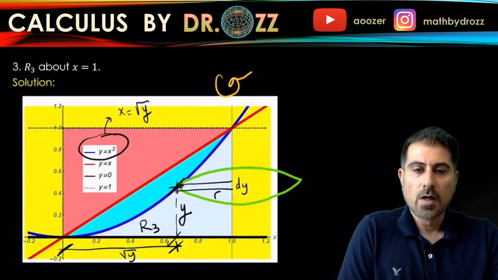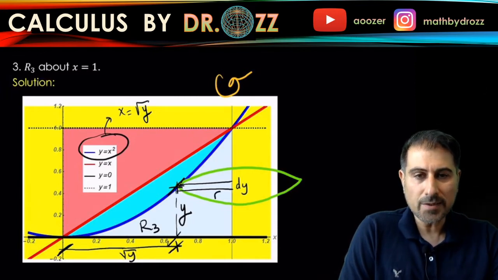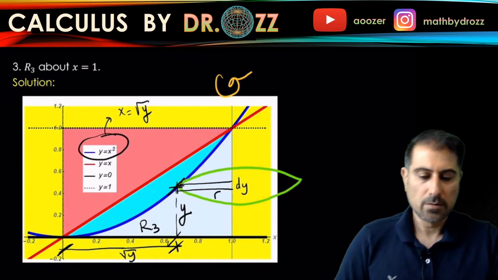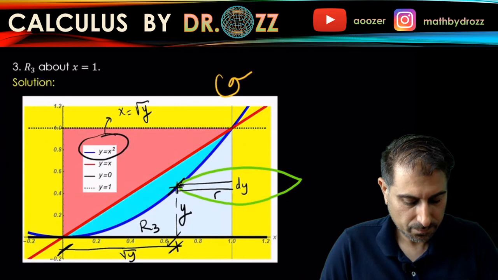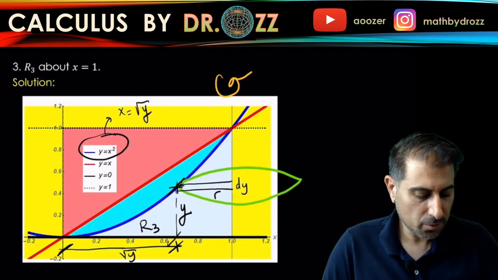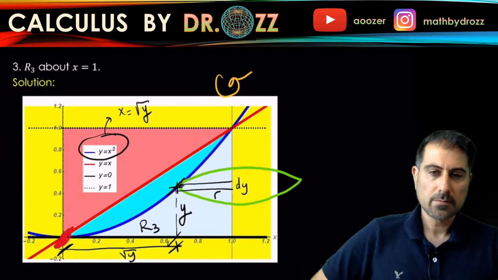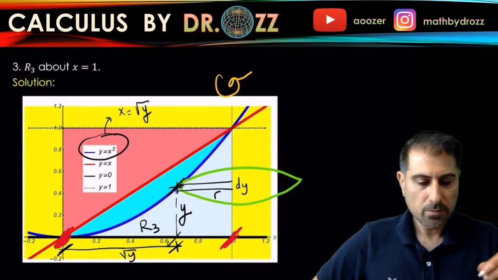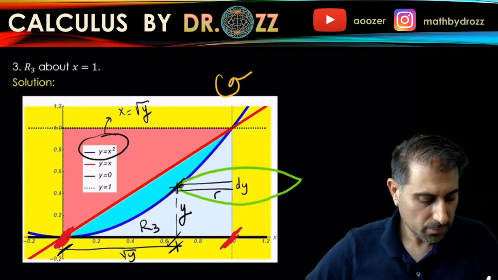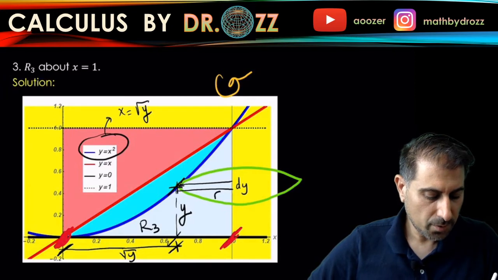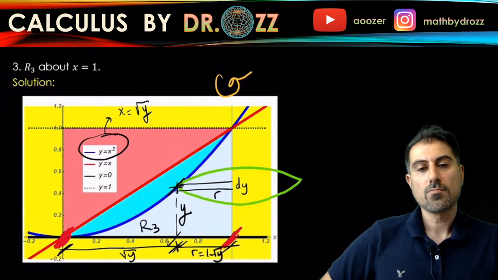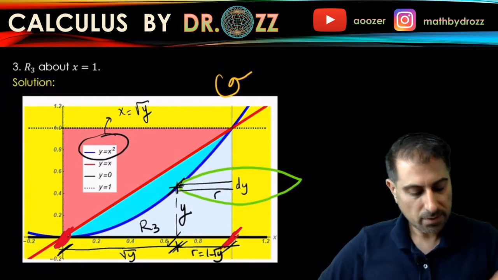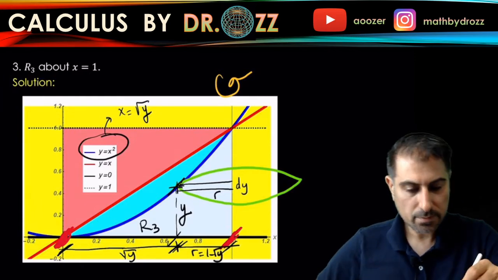Okay? Well, starting from the y-axis all the way to the x equals 1 vertical line, the distance is 1. So this distance here, all the way from here to here, that's 1. So that makes this part here, r, equal to 1 minus radical y. Let me just clean that part so you can actually see this better.